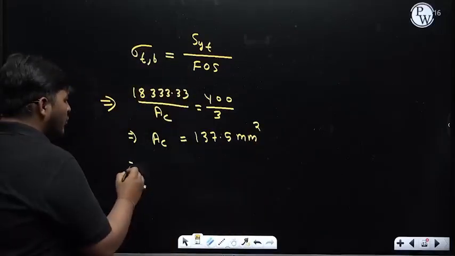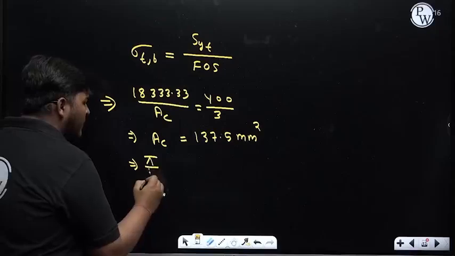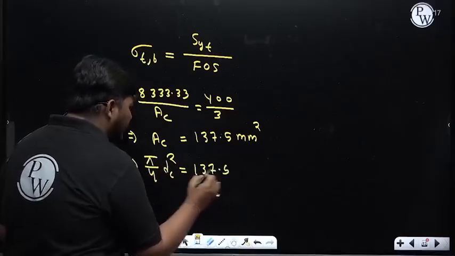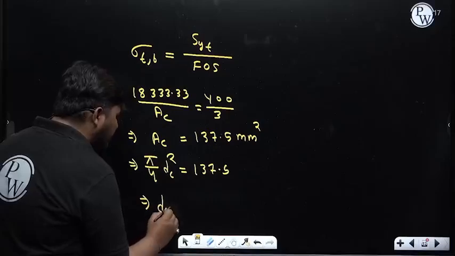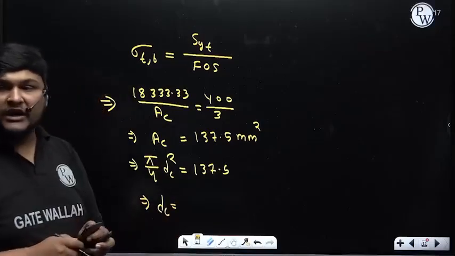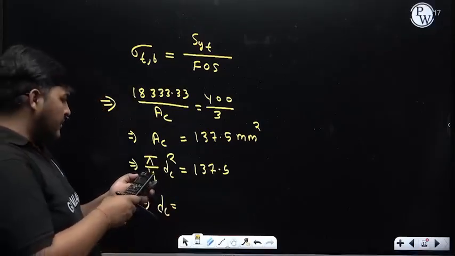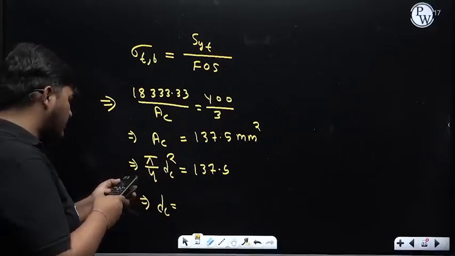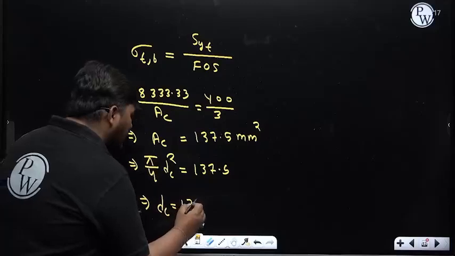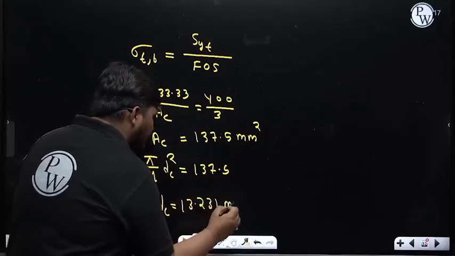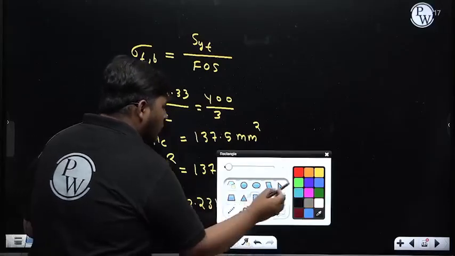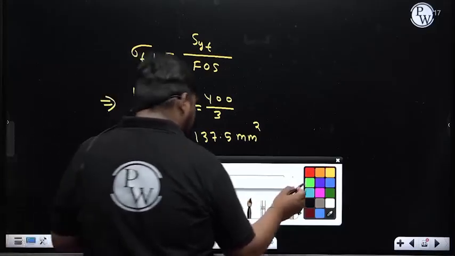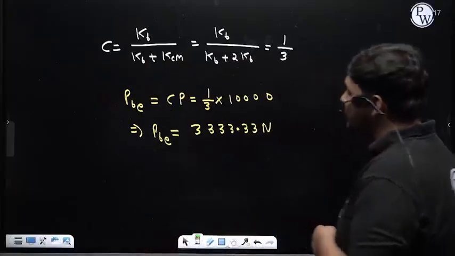Now we can calculate the core diameter. Core area will be pi by 4 dc square, where dc is the core diameter of the bolt. This is 137.5. So by solving this equation, we will get the value of the core diameter of the bolt. It is coming 137.5 into 4 divided by pi, then square root. It is coming 13.231 mm. So the required core diameter of the bolt is 13.231 mm.